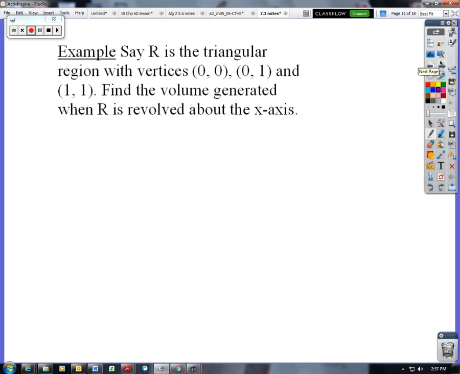We skipped this one just because of time. If you want, you could draw this and try it and see what you get for an answer. Let me tell you the answer in case you do want to try it on your own to get some practice. The answer is 2/3 pi units cubed.